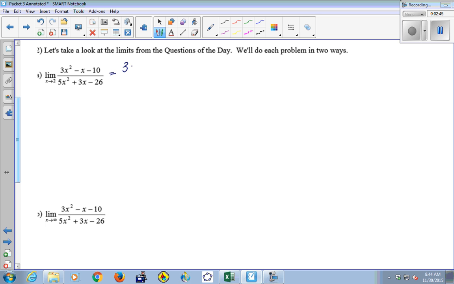I get 3 times 2 squared minus 2 minus 10, over 5 times 2 squared plus 3 times 2 minus 26. So that's 4 times 3 is 12, minus 2 is 10, 10 minus 10 is 0. 2 squared is 4, times 5 is 20. 20 plus 6 is 26, minus 26 is 0. All right, 0 over 0. What is that? It's undefined. It's called an indeterminate form.